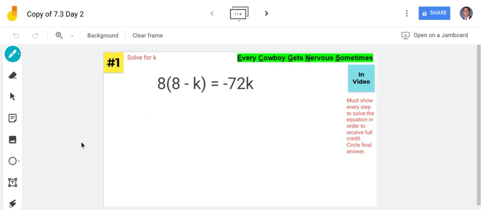Here, number one, I need to solve for k. So let's follow the 5 steps to solve equations. The E on EGGS reminds me to eliminate the parentheses. So do I see parentheses? Yes, I do. So I need to eliminate them by the distributive property.